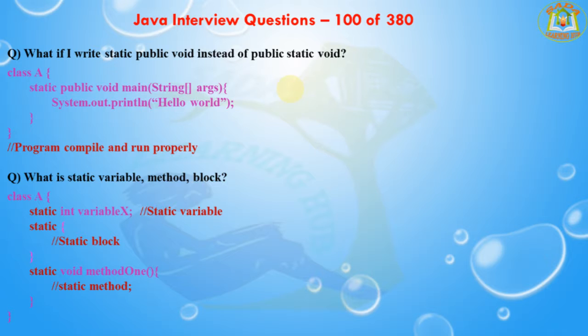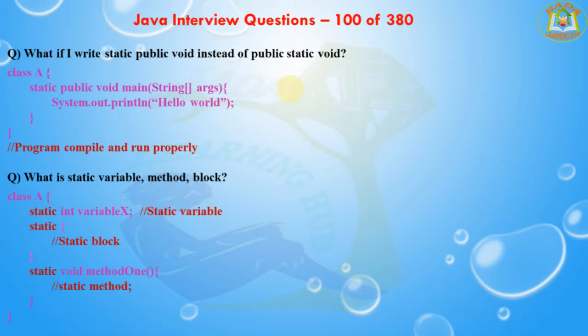The next question is, what is a static variable, method and block? A static variable is used to refer to the common properties of all objects, that is, not unique for each object. For example, company name of an employee, college name of a student, etc. Static variables get memory only once in the class area at the time of class loading.